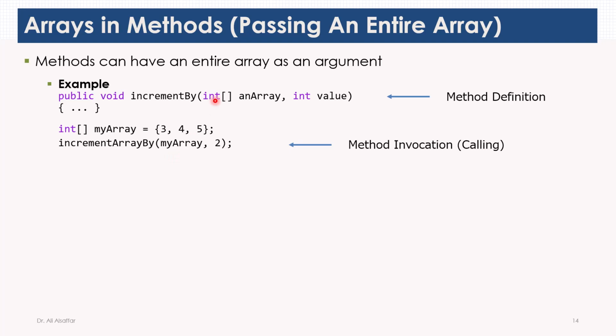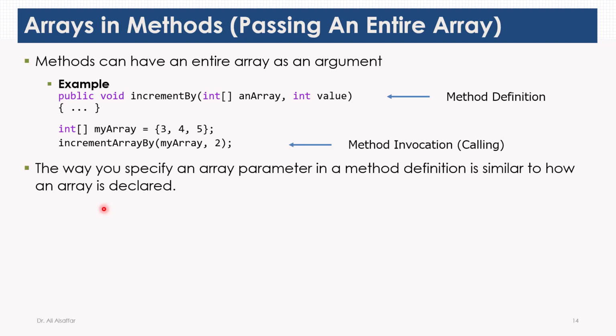And it should have the same base type as the argument or the formal parameter. If you define an array of type integer as an argument, then you need to pass an array of an integer as an actual parameter. So this is the way to define the method with an argument that has an array. And this is the way to invoke this method if you want to pass an array as an argument.